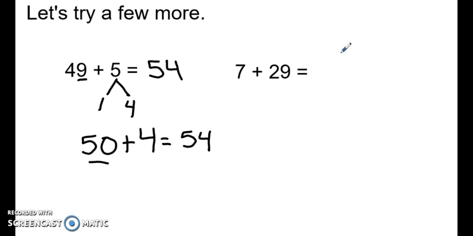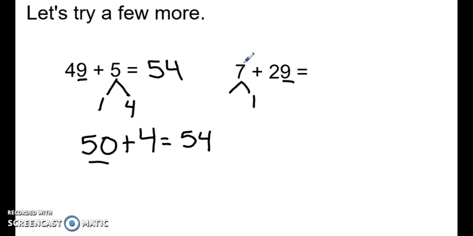We'll do one more together. Here we have 7 plus 29. So I'm going to take my bigger number to make my 10. Looking at 29, I look at my ones place again. How many more ones do I need to make a 10? Well, here we have a 9 in the ones place. That means I need one more 1. So I'm going to take a 1 out of the 7.